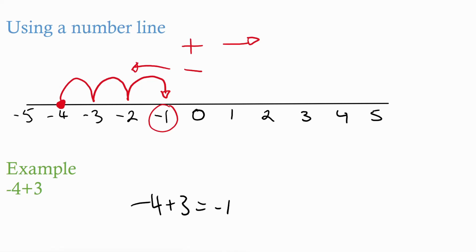Okay, if we've got 2 and we're minusing 3, 1, 2, 3. Because we're subtracting, it's going to the left. Use the number line. It's a useful tool in introducing how to deal with these negative numbers.